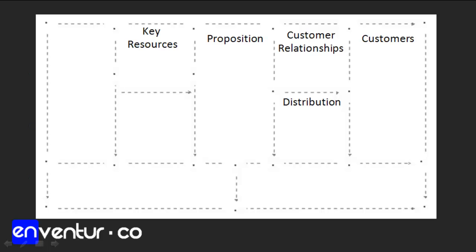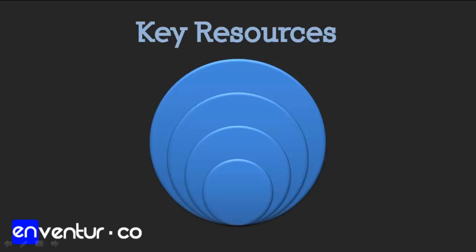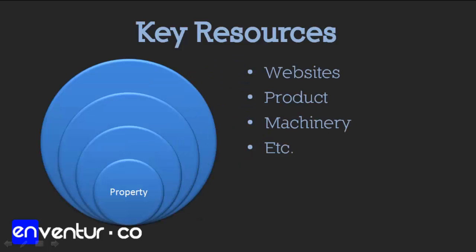So we're going to start on the back side with the key resources, and we're going to talk about the 4 key resources that we need to develop. The first thing is the property. So what is the property that we need to develop? This is going to be your websites, your product, your machinery, your distribution, any kind of stuff like that. So think about what property you will need in order to make this happen.